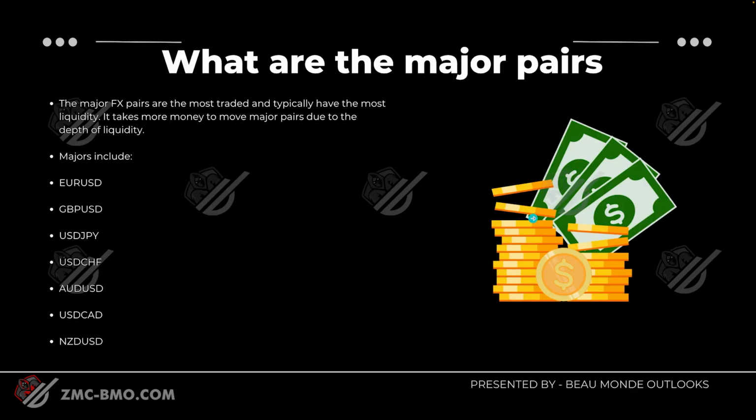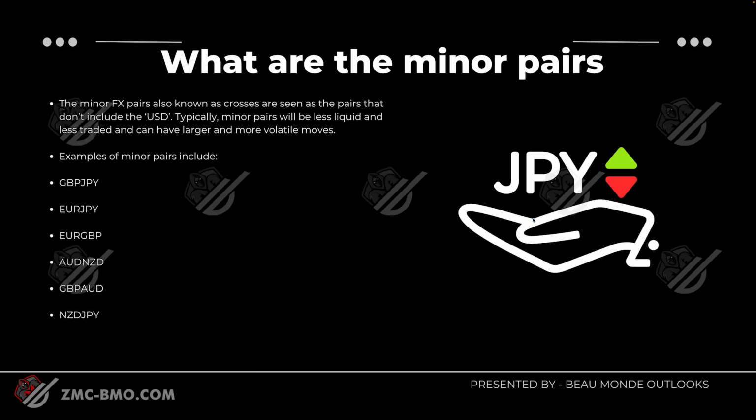So what are the major pairs? The major FX pairs are the most traded and typically have the most liquidity. It takes more money to move major pairs due to the depth of liquidity. As you know, the most traded pairs are EUR/USD, GBP/USD, USD/JPY, USD/CHF, AUD/USD, USD/CAD, and NZD/USD. That's why generally the spreads on those pairs are a lot better than the likes of the pound versus the South African rand. You have a much larger spread on that pair because there's less liquidity. Fewer traders trade it. And the opposite is minor pairs, or what is a minor pair?